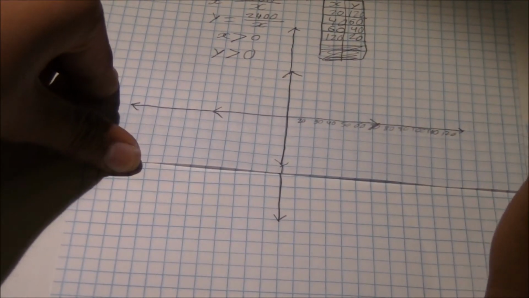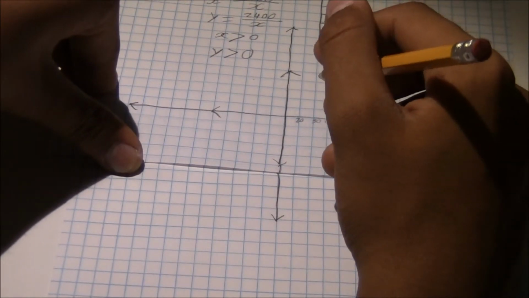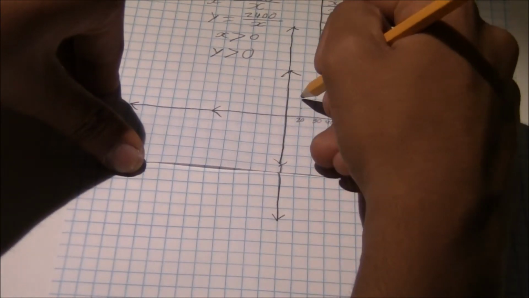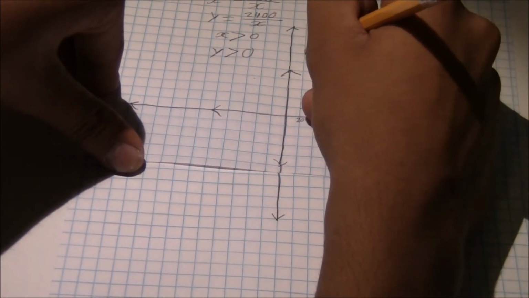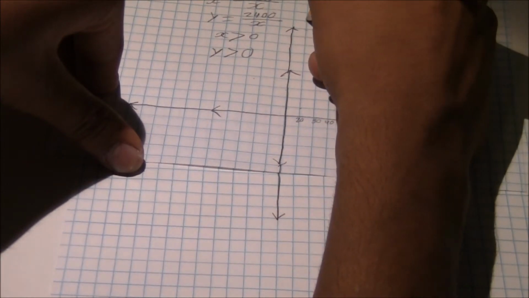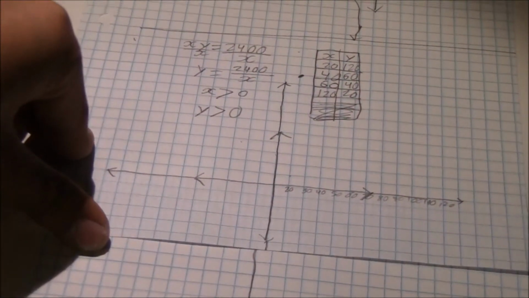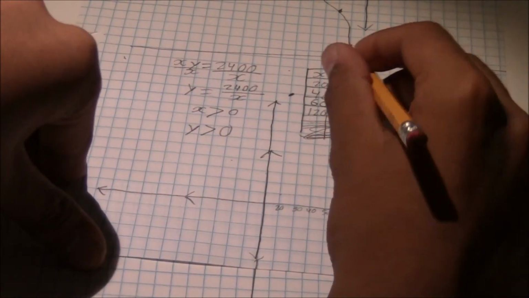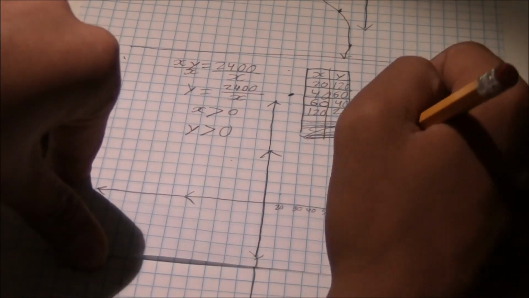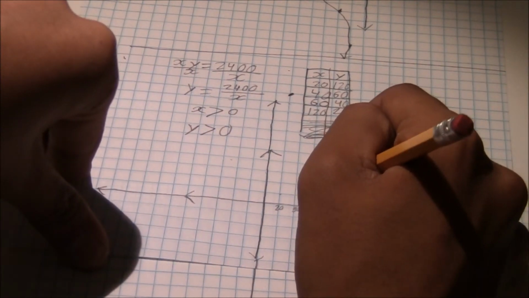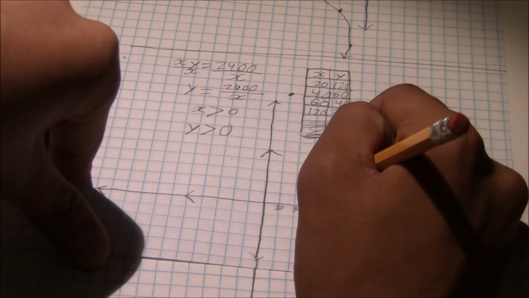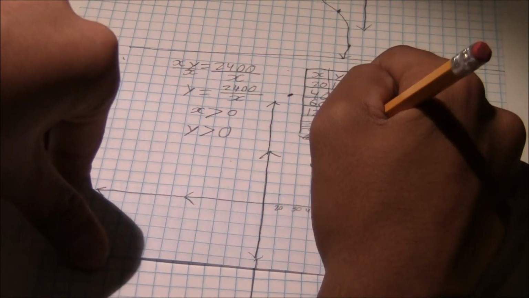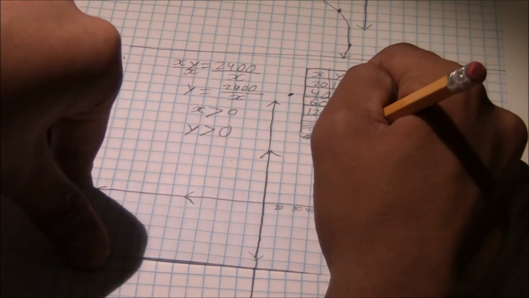So now you gotta graph this. So you have 20 and then 120. So 20, 30, 40, 50, 60, 70, 80, 90, 100, 110, 120. It's up here, all the way up there. And then 40, 60. So 40, 20, 30, 40, 50, 60. So right here.